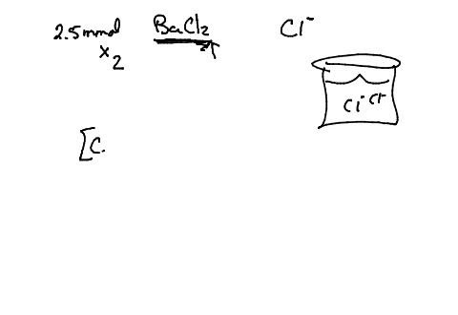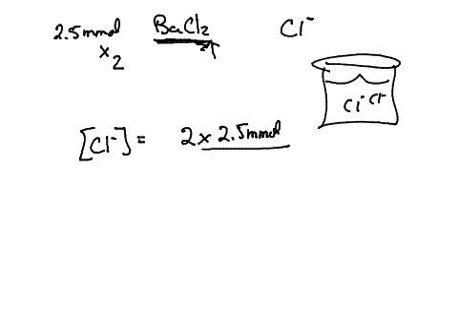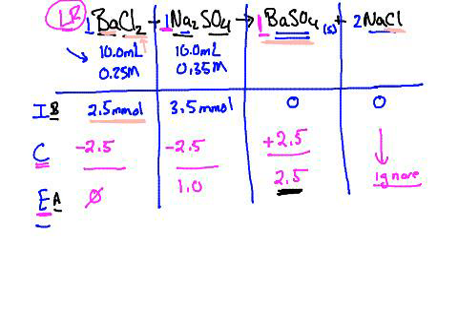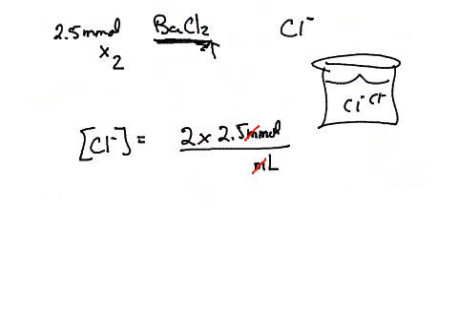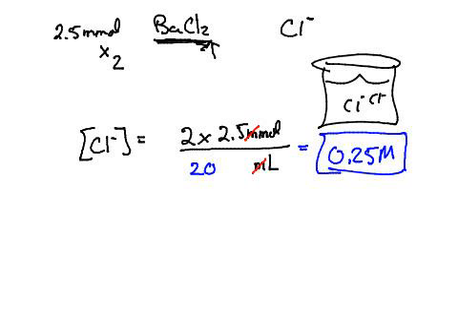So the concentration of the chloride ion will be equal to 2 times 2.5 millimoles. That's the moles, and molarity, of course, is in units of moles per liter. If we put milliliters on the bottom, then my millis will cancel. The total volume of the solution: we started with 10 milliliters of barium chloride, and we added 10 milliliters of sodium sulfate, so that's a total of 20 milliliters. So I simply put 20 milliliters on the bottom. It's going to be essentially 5 over 20, a fourth. Is that 0.25, Mr. Sims? It is. So that is 0.25 molar. That is the molarity of the chloride.